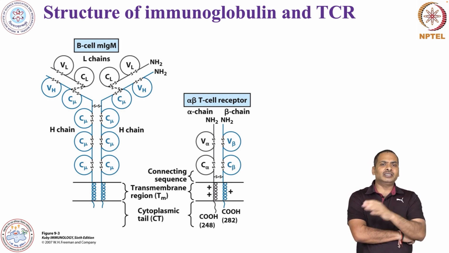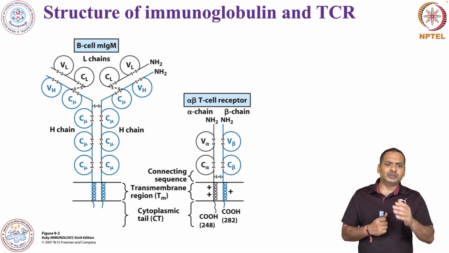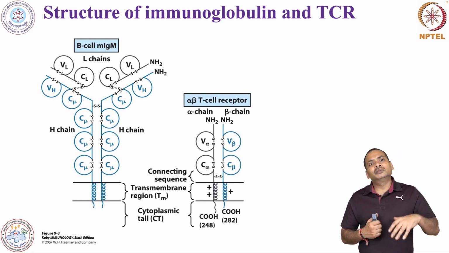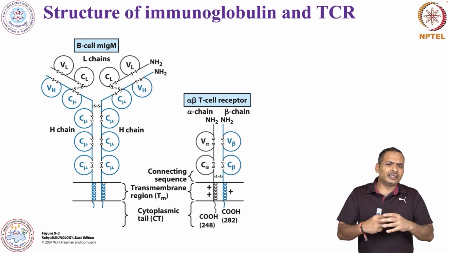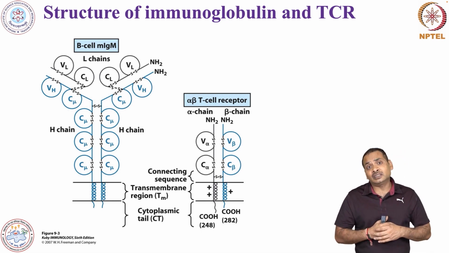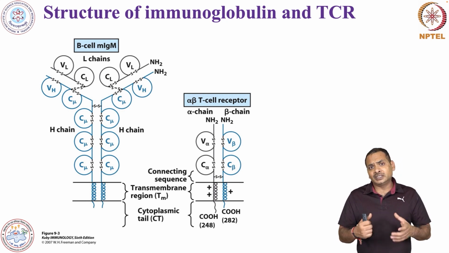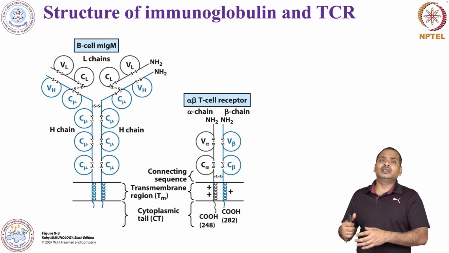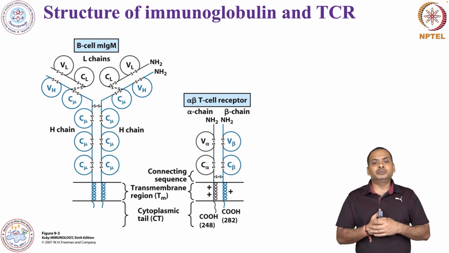Okay. And these two heavy and light chains are associated with disulfide linkages, and there is a transmembrane domain which acts as an anchor for this molecule. And there is also the T cell receptor, and there are two major kinds of T cells. One we call an alpha beta TCR expressing T cell, and another is gamma delta TCR expressing T cells. Okay. So, here you can see the alpha beta TCR.